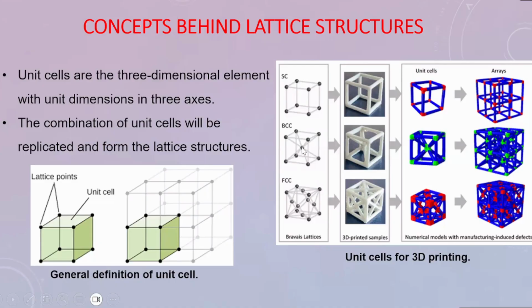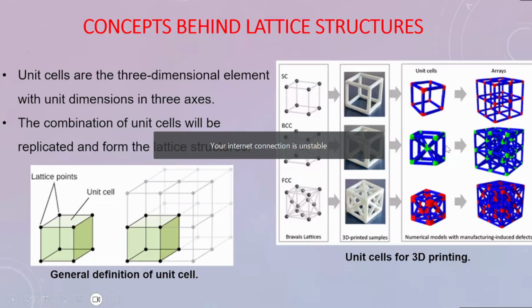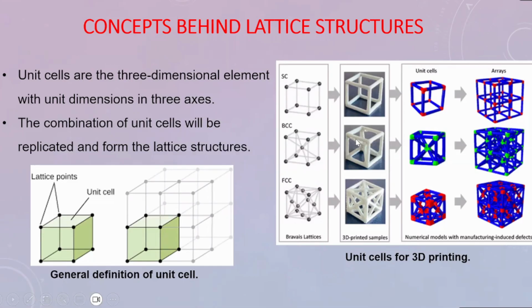repeated along x, y, and z direction. Then it is called an array. Those arrays are called lattice structures. And we can have this kind of unit cell, which is connected with the help of various struts. And this is a body centered cubic, BCC, lattice unit cell.